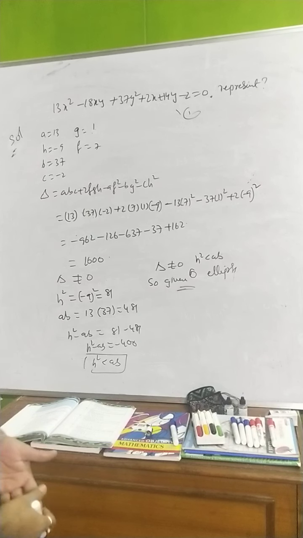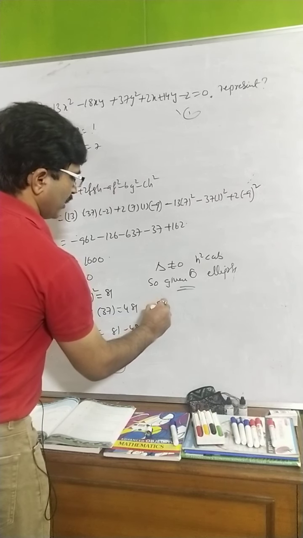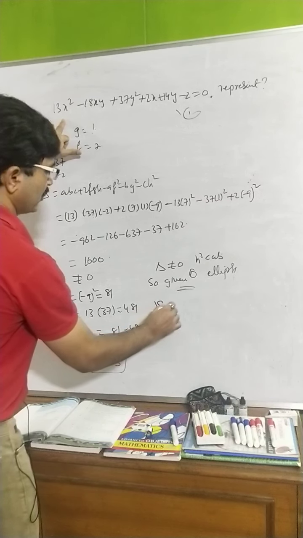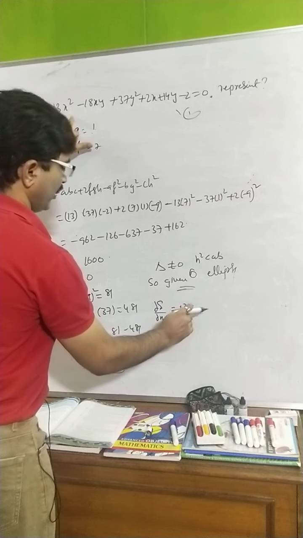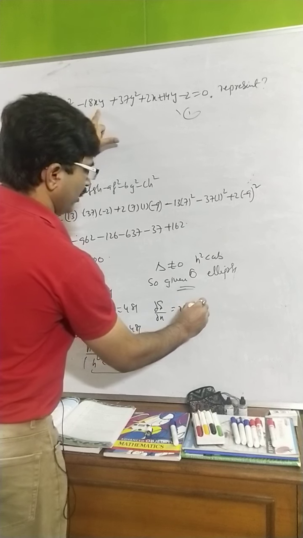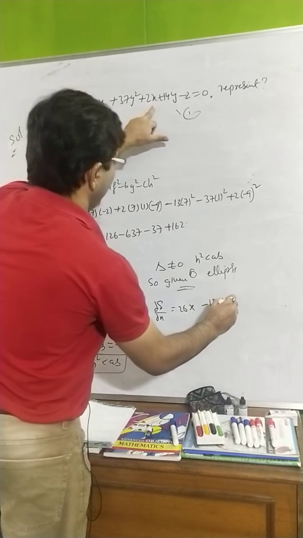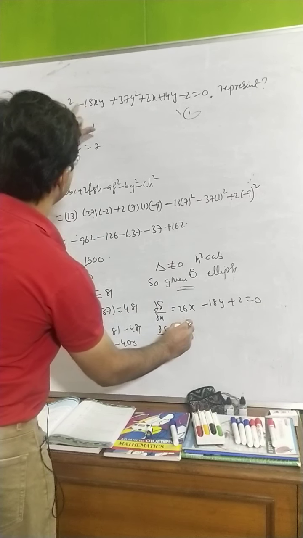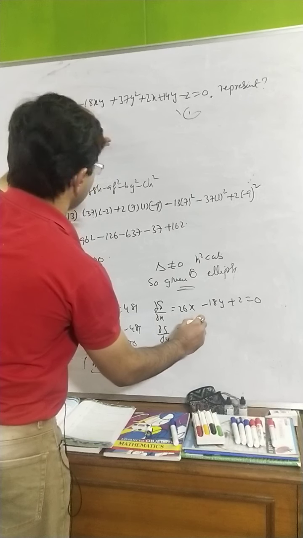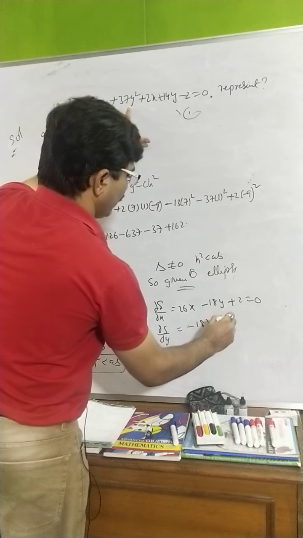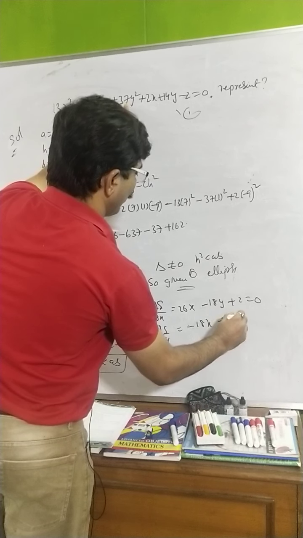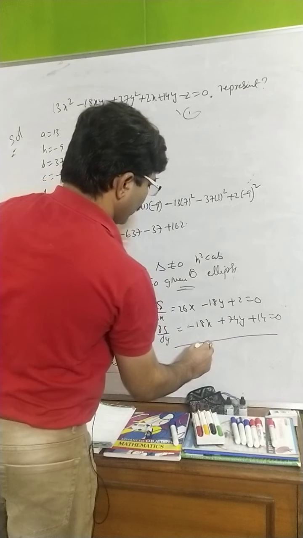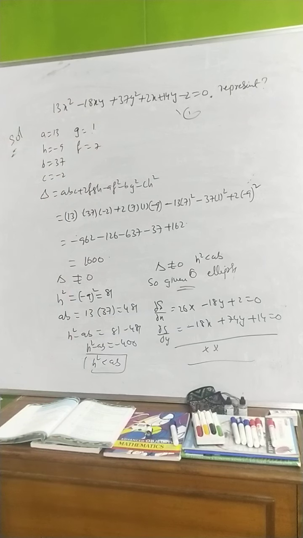And if you want to find the center, I said to you, just differentiate. Very simple: dou s by dou x. You see this, 26x you are getting, minus 18y, and plus 2 is equal to 0. Another one is dou s by dou y: minus 18x you are getting, and here 74y, and next one is 14, equal to 0. Solve this one, you will get the center of that ellipse.